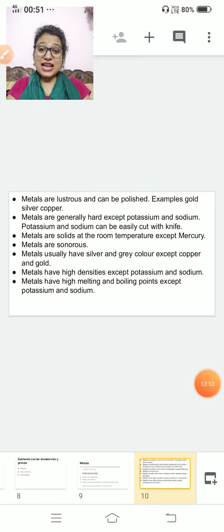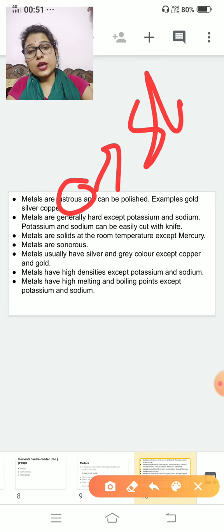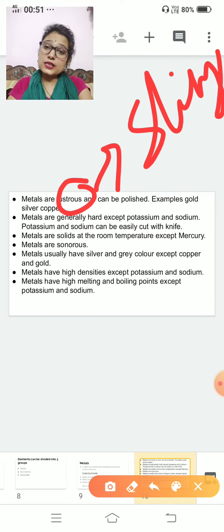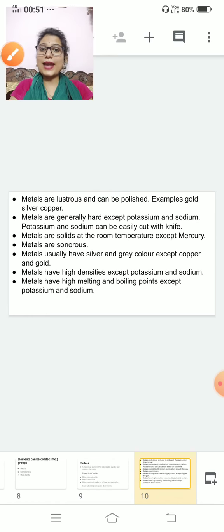Now, metals are lustrous. Metals are lustrous and can be polished. What do you mean by lustrous? Lustrous means shiny. You all have seen that copper is lustrous. Copper also shines. Gold shines. Silver shines. And yes, we can polish them also. So, metals are lustrous and can be polished. Example, your gold, silver and copper.